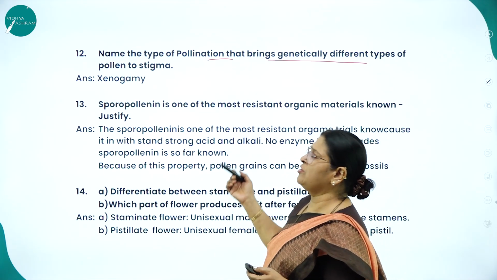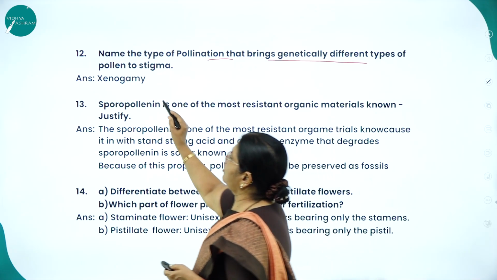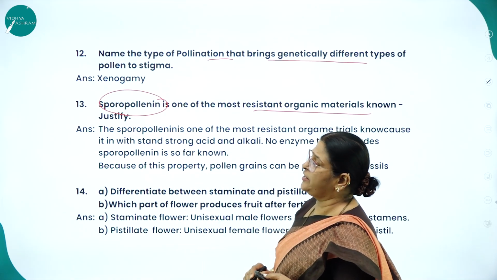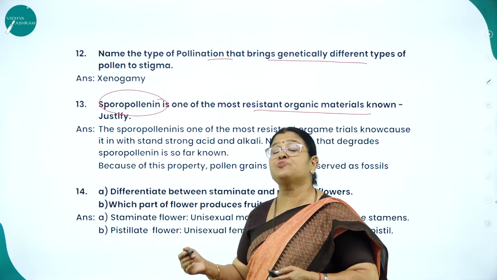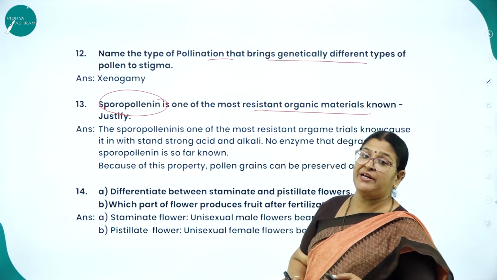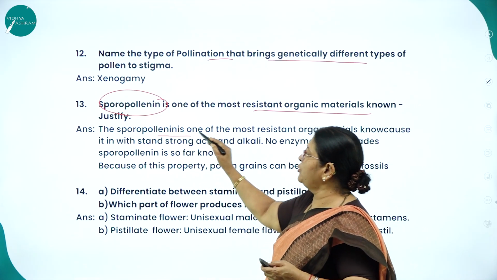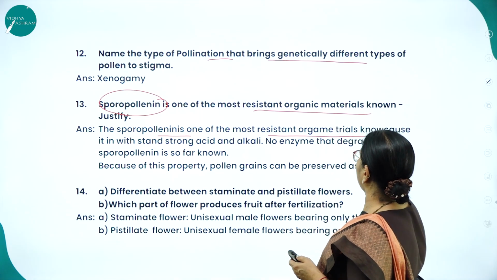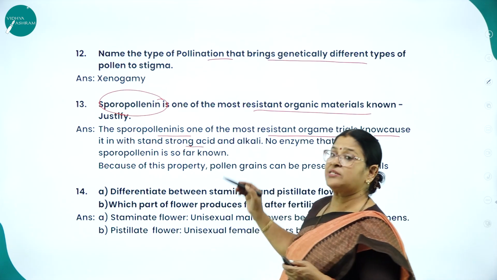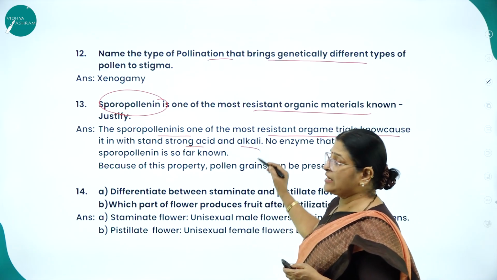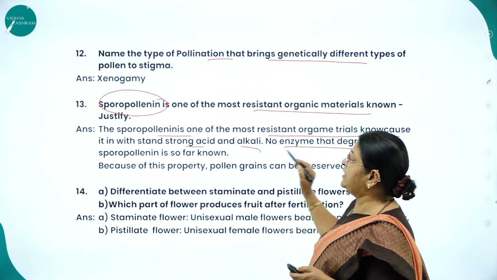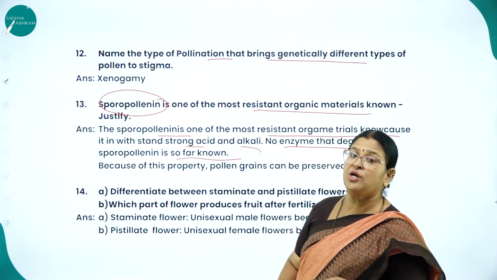Then 13. As I already said, this is like the most common question which is asked. Sporopollenin is one of the most resistant organic materials known. Justify. Why is sporopollenin one of the most resistant organic materials? Because any strong acid and alkali will not have any effect on the sporopollenin. So no enzyme that degrades sporopollenin is known so far.